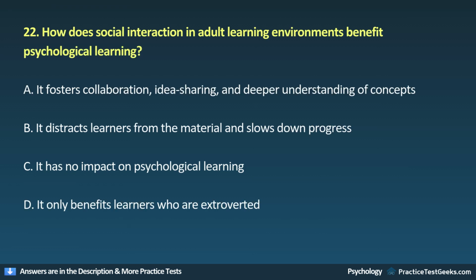22. How does social interaction in adult learning environments benefit psychological learning? A. It fosters collaboration, idea sharing, and deeper understanding of concepts. B. It distracts learners from the material and slows down progress. C. It has no impact on psychological learning. D. It only benefits learners who are extroverted.